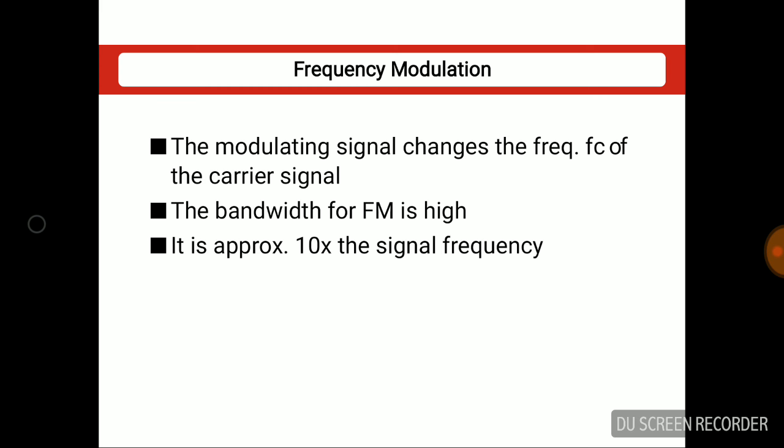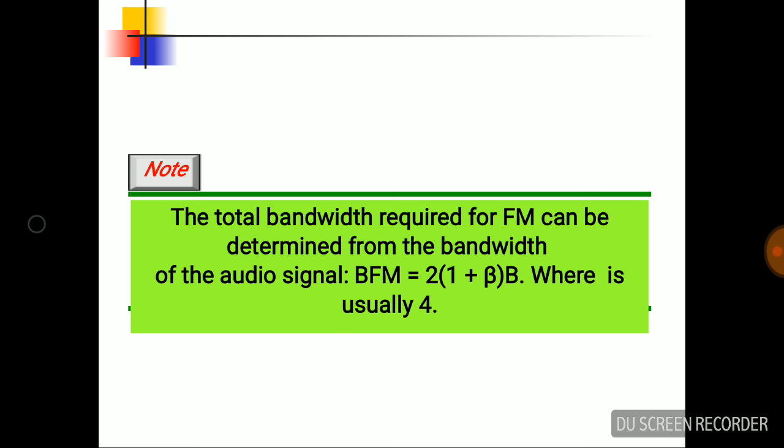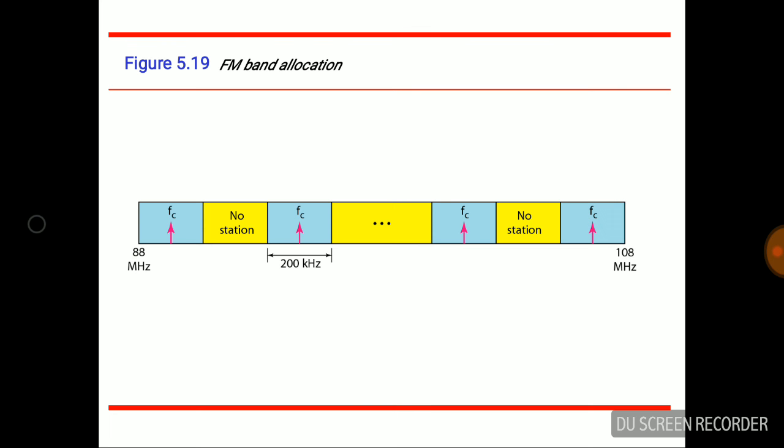Frequency modulation. The modulating signal changes the frequency of the carrier signal. The bandwidth for frequency modulation is high, approximately 10 times the signal frequency. The total bandwidth required for FM, that is frequency modulation, is equal to 2 times (1 plus beta) times V, which is usually 4 times. And this is the frequency spectrum of the frequency modulation.